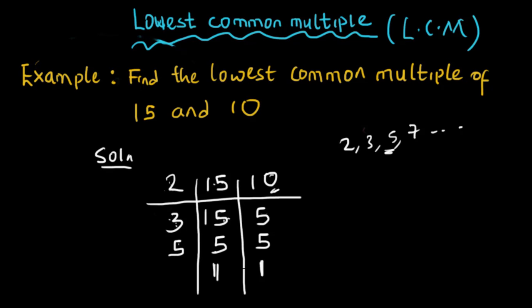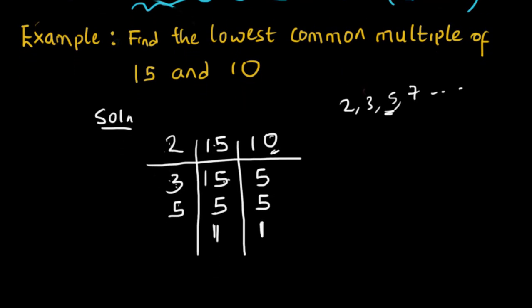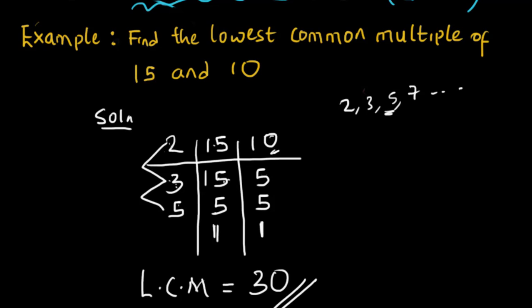Does that make sense? So to get the LCM, we just multiply. 2 times 3 is 6. 6 times 5 is 30. So the LCM of 15 and 10 is 30. Do you understand? So if you notice, it's like doing prime factorization, what we did in the last couple of videos, but this time around for 2 numbers. Does that make sense? Let's take another question.